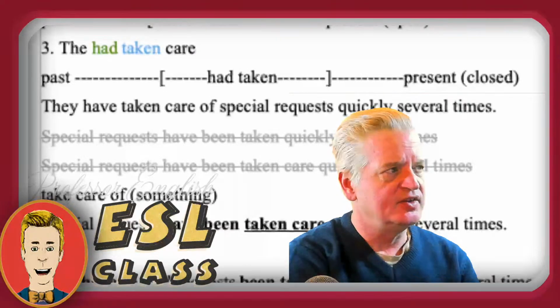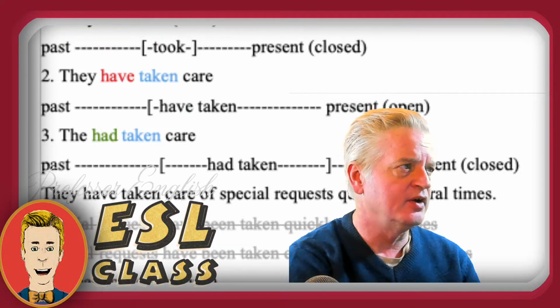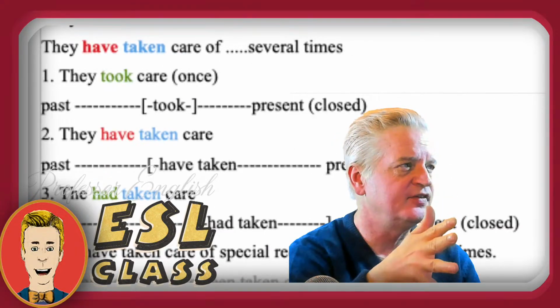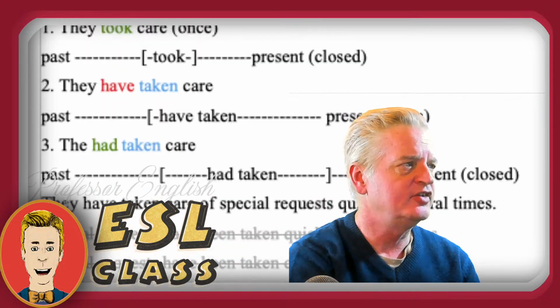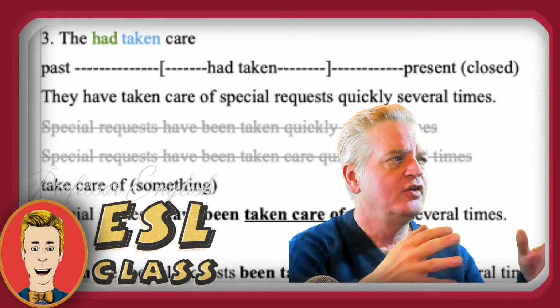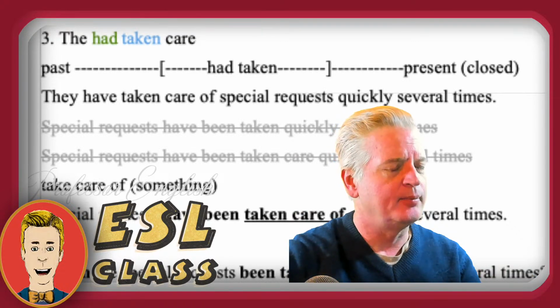The difference is that number 1 is just a piece of information. They took care of it. It happened one time, or maybe many times, but it happened and it's finished. It's just information. Number 3 is usually part of a story. First, they took care of the special requests, and then another thing happened.